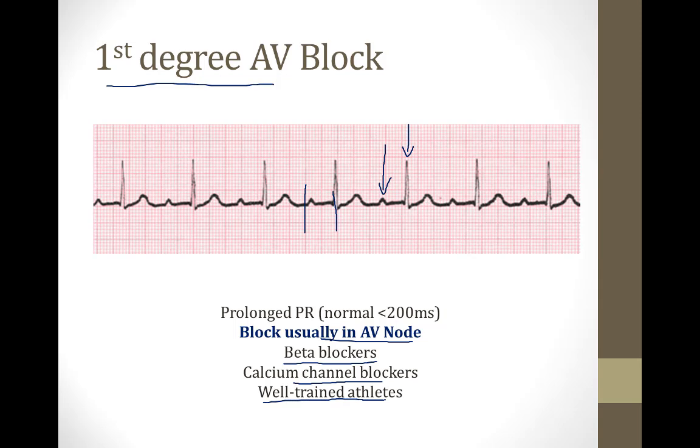Well-trained athletes, when they are at rest, have very high parasympathetic nervous system tone. This slows the heart rate, but it also slows conduction through the AV node, and it can result in a first degree AV block. There are obviously no symptoms from this condition because all of the P waves are conducted, so there's no opportunity for bradycardia to develop, and therefore first degree AV block is something that's usually picked up incidentally when an ECG is performed for any reason.